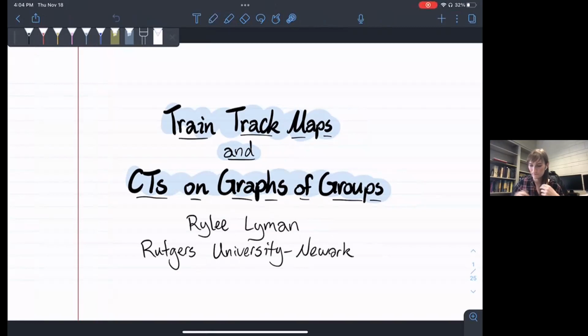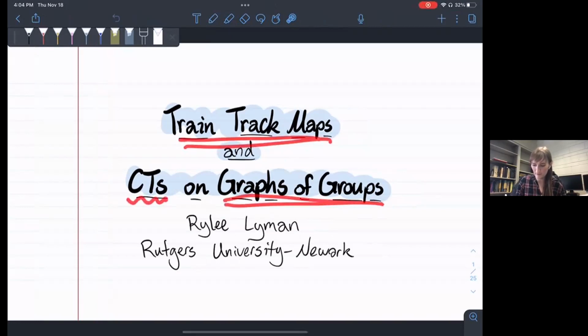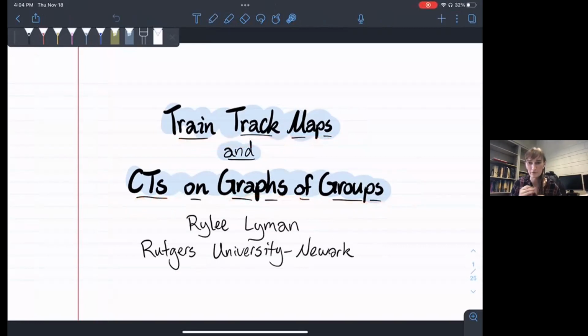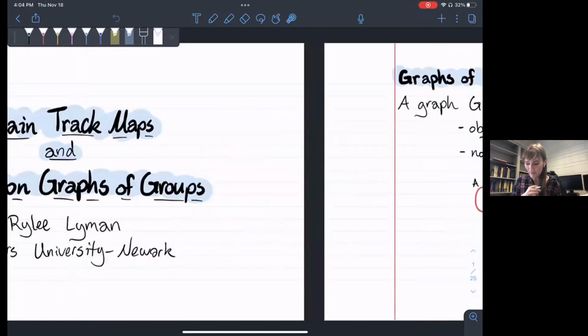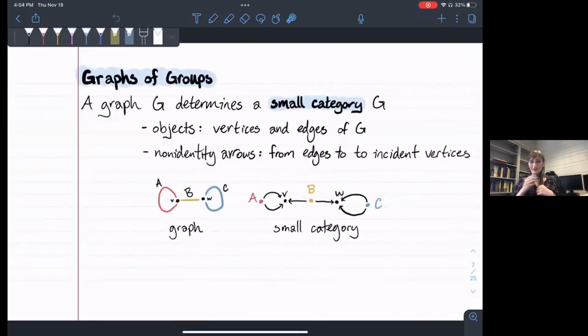So mainly I'm going to start by telling you about graphs of groups and train track maps and graphs of groups. I probably will tell you what the words CT mean, and that's about it, for which I'm sorry. The definition is a page, so maybe you don't want to hear it anyway. I'm assuming that most people have seen graphs of groups before. So hopefully this is a little bit of a review, but you probably have not seen it quite this way.